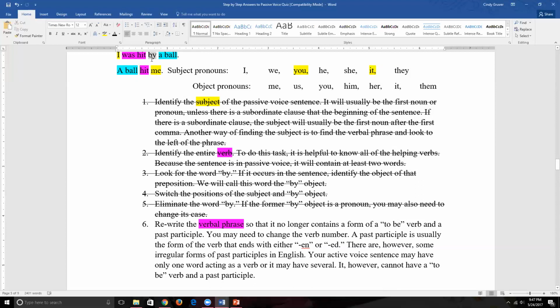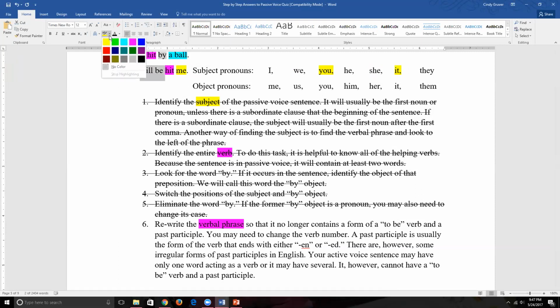But let's try a different tense. I will be hit by a ball. This is our original sentence. Okay, well again, similarly, we can just remove the be and it will be correct. A ball will hit me.